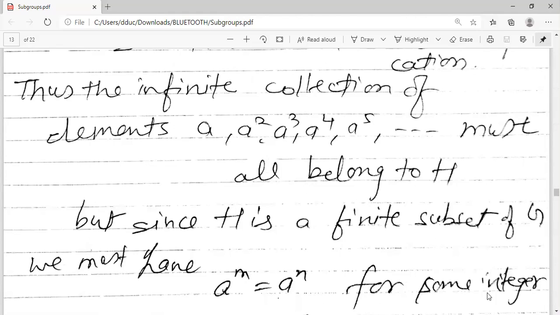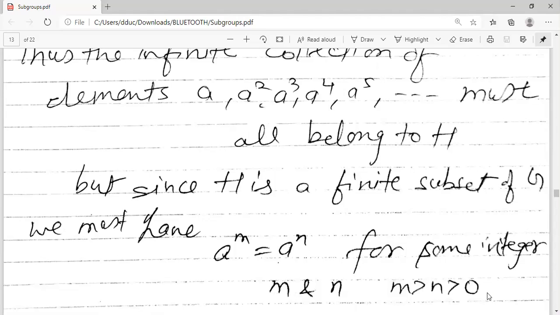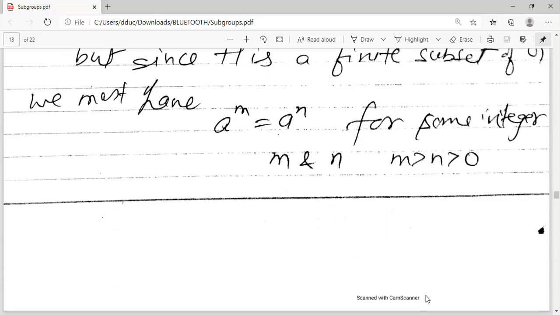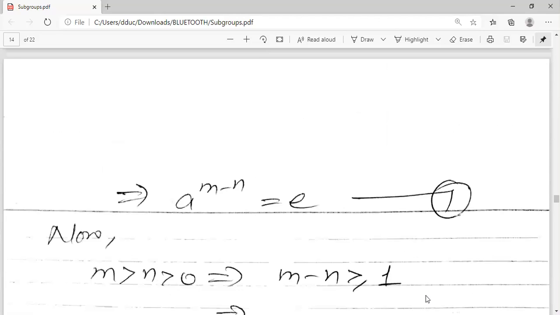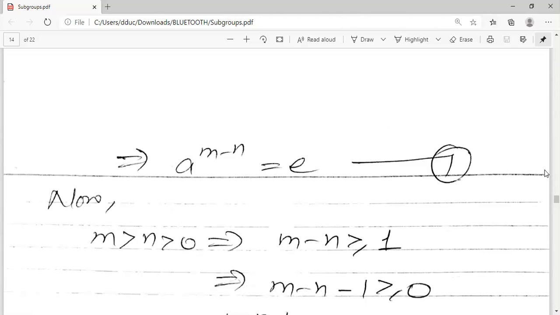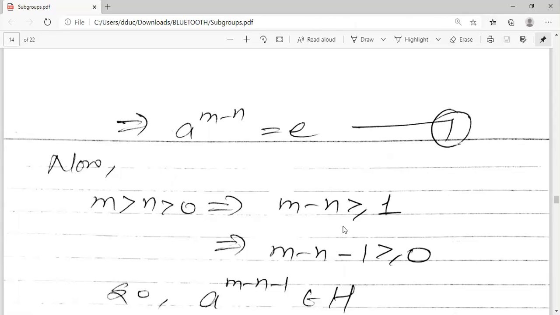But since H is a finite subset of G, there should be repetition somewhere. That means there will be some stage where a to the power m will be equal to a to the power n, where m is greater than n. So we must have a to the power m equal to a to the power n for some integers m and n, where m is greater than n and both are greater than 0. Then that implies a to the power m minus n is equal to the identity. Suppose this is 1. Now, m is greater than n, so m minus n is greater than or equal to 1.